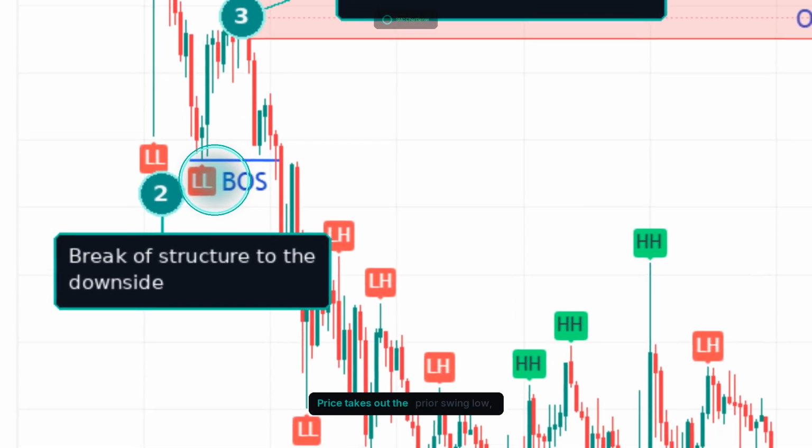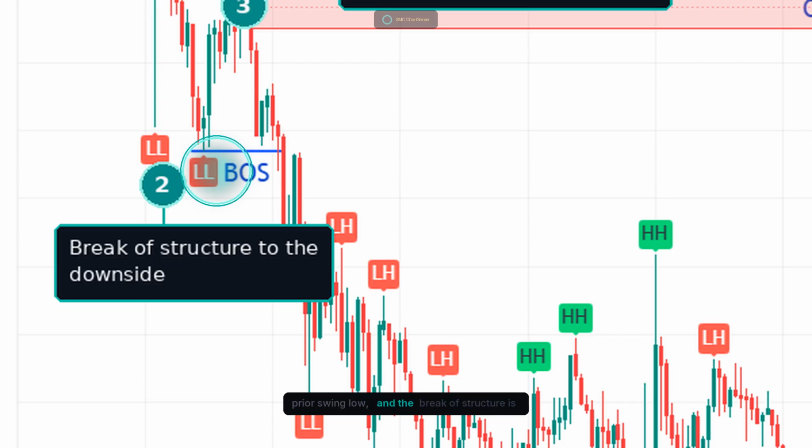Price takes out the prior swing low, and the break of structure is marked on the chart. The market commits to a lower low, the downtrend's grammar intact. This break defines the order block's credibility. A high that precedes a confirmed structure break is the origin of the move that broke the market down, which is what makes it a supply zone worth watching later.